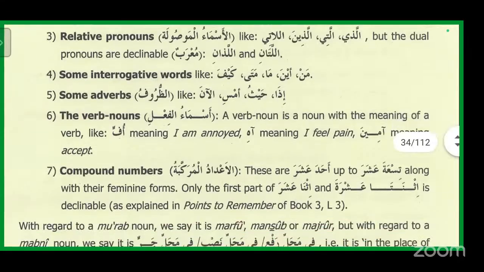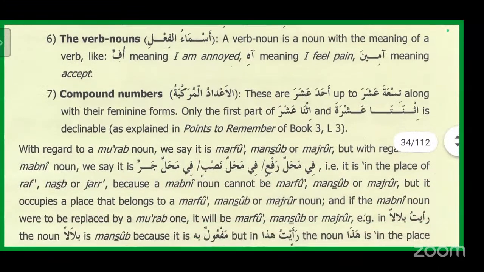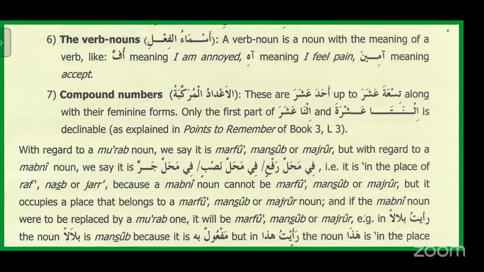Ahi, meaning I feel pain. Amin, meaning accept. Category number 7, compound numbers, Al-A'dadul Murakkaba. These are Ahada Ashara up to Tis'ata Ashara, along with their feminine forms. Only the first part of Ithna Ashara and Ithnata Ashrata is declinable, as explained in points to remember of Book 3, L3.